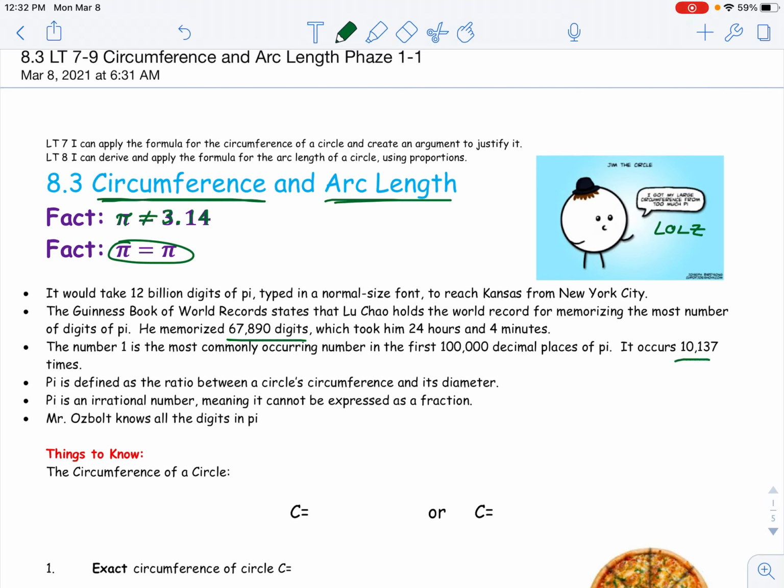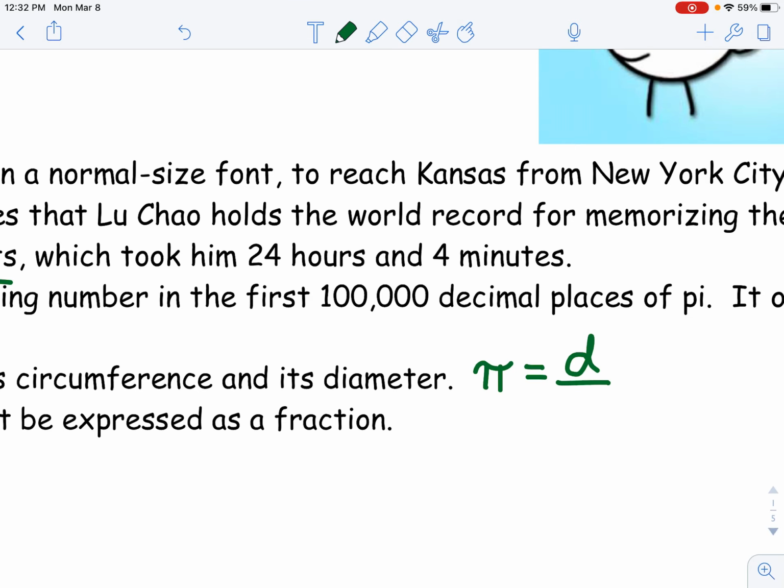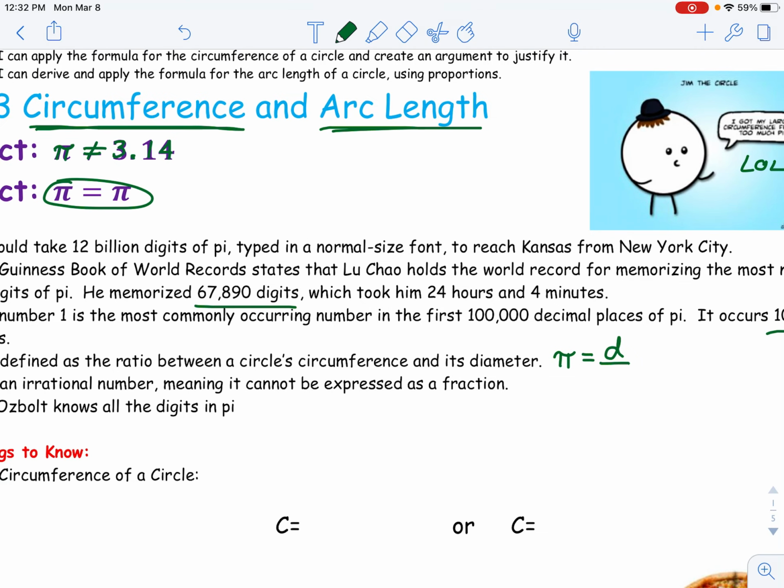Pi is defined as the ratio of the circle's circumference divided by its diameter. So any circle, take the circumference and divide it by its diameter, that's where pi comes from. So that's kind of a fun fact that it's approximately 3.14 for any circle.